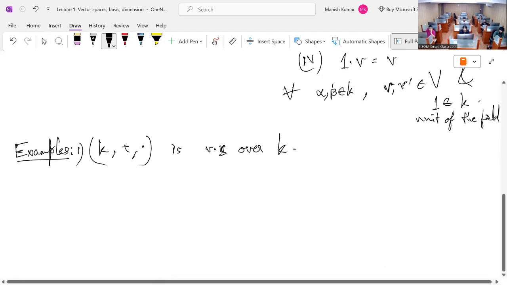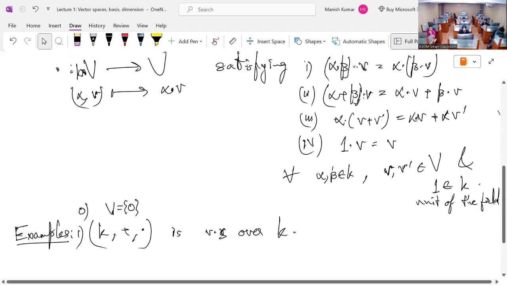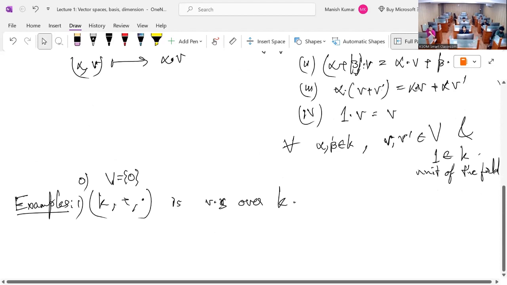Maybe one can say the zeroth example is V equals 0. It consists of only one element, 0. It's an abelian group consisting of the only element, so the trivial abelian group. For scalar multiples, whatever you multiply with 0, you get 0. So you can check all these axioms will be true, so it's also a vector space.